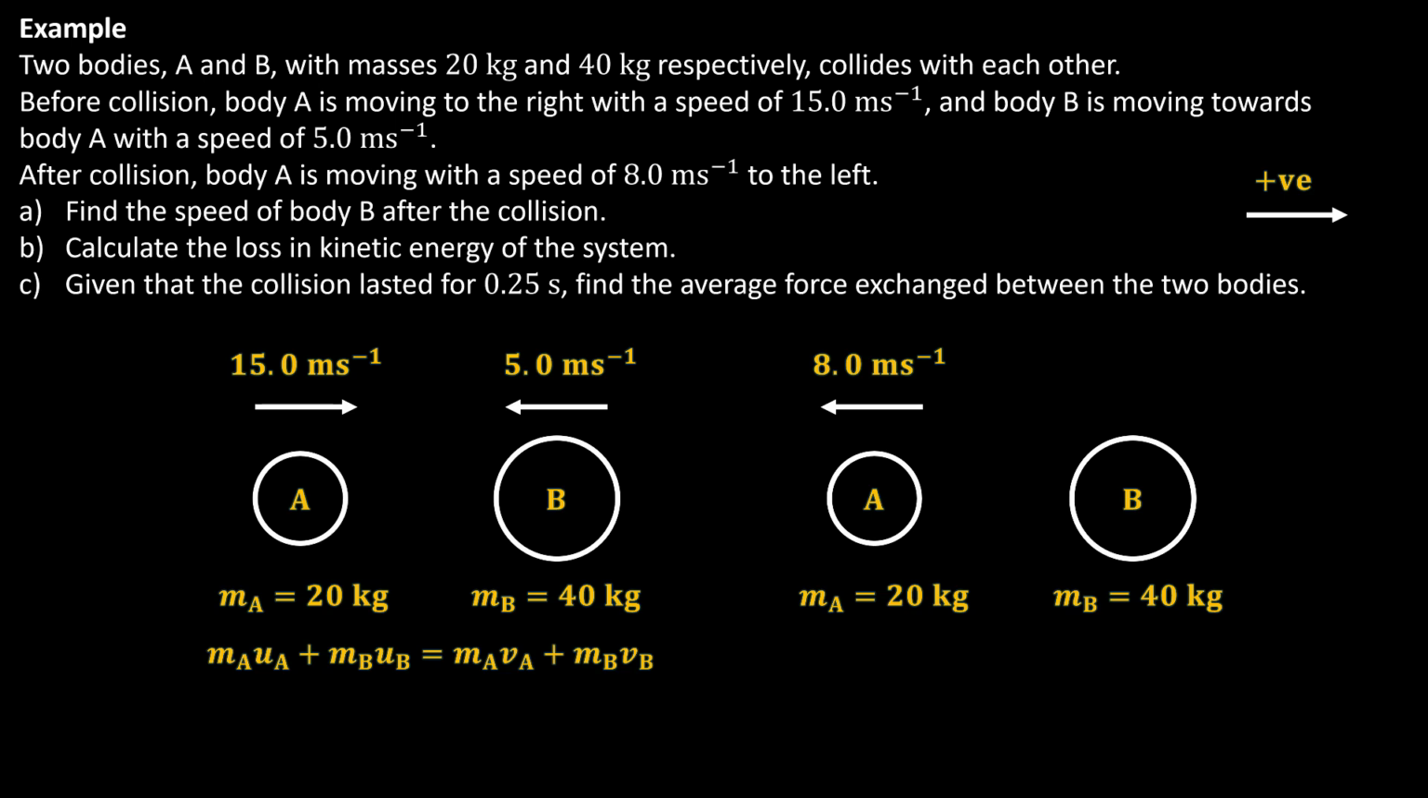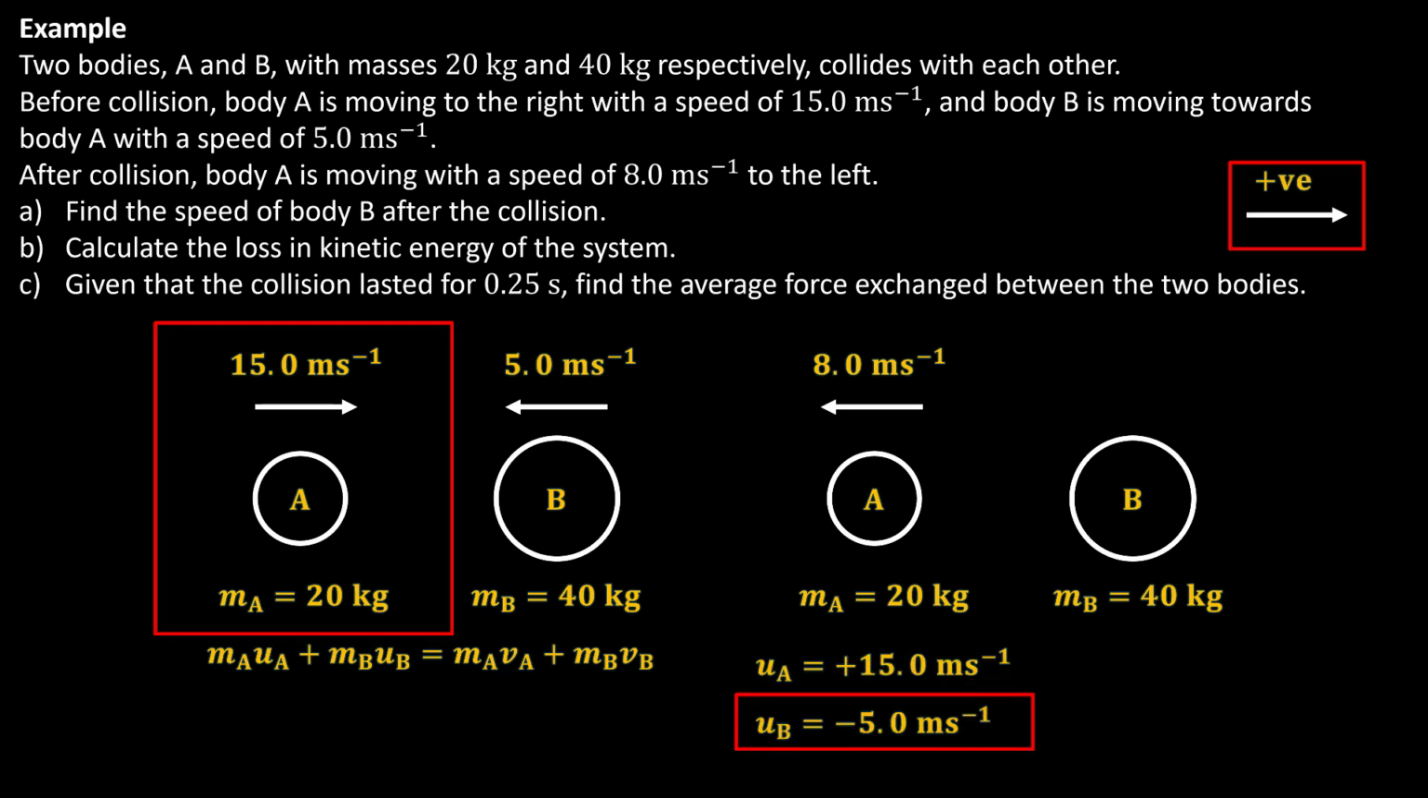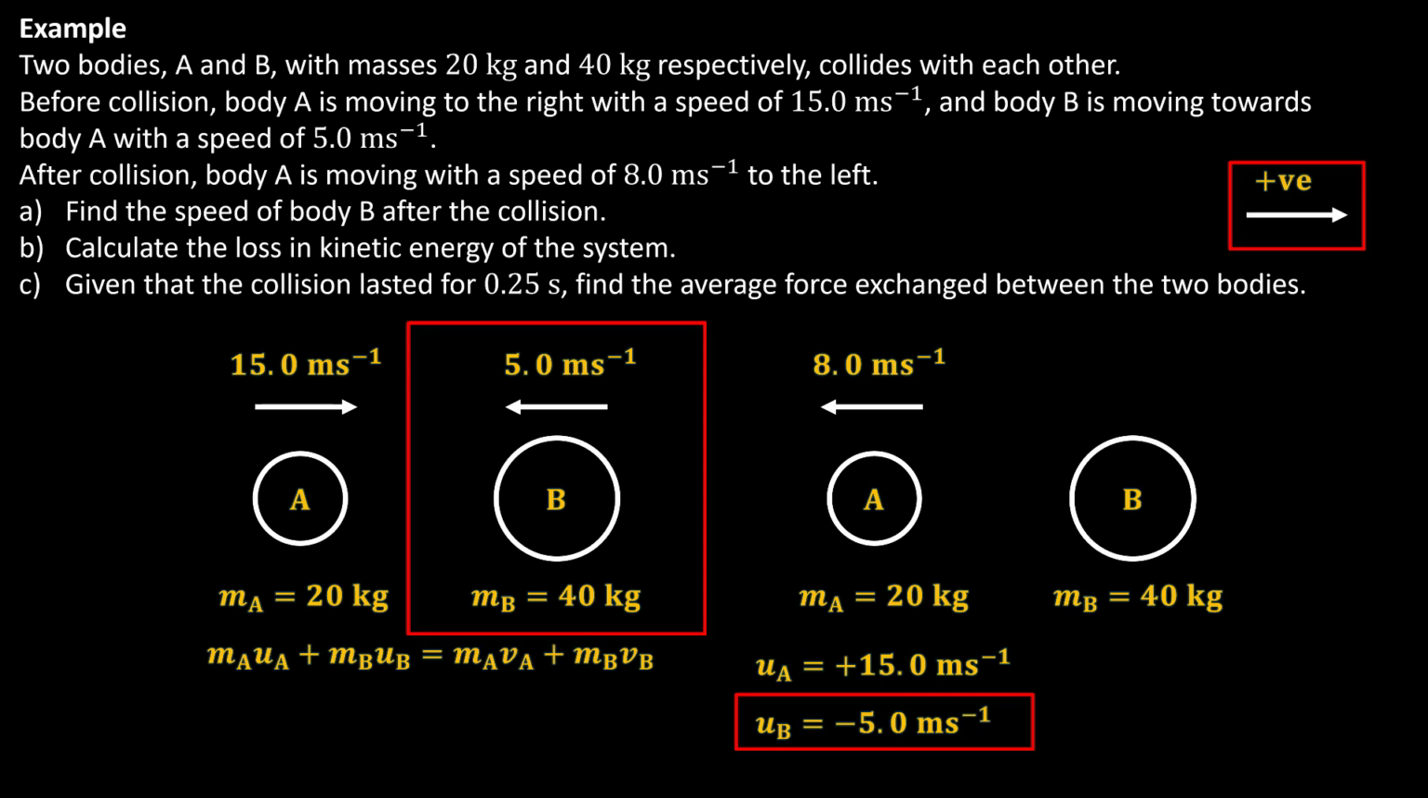Hence we can write UA equals plus 15.0 meters per second and UB equals minus 5.0 meters per second. The plus for UA is because body A is moving to the right and we have taken the right as the positive direction. The minus means that the initial velocity of body B is directed opposite to our chosen positive direction, which is to the right. Therefore, it means that the velocity of body B before collision is towards the left.